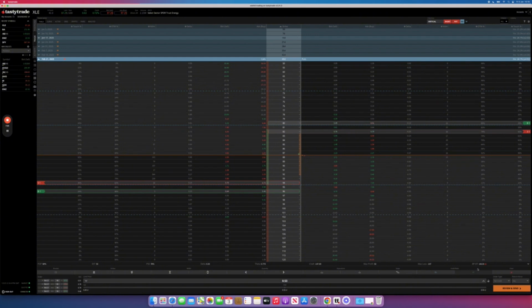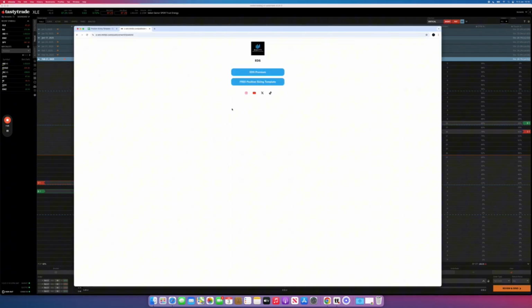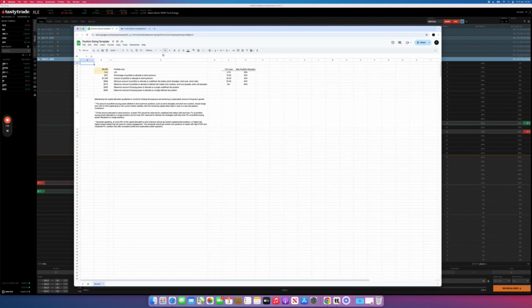Now, how do you know how much buying power you should be allocating to each of your positions? Well, in order to figure that out, we've created a free position sizing template. The link is in the description. It's available for everyone to get a copy of. And the way it works is you enter in the size of your portfolio.